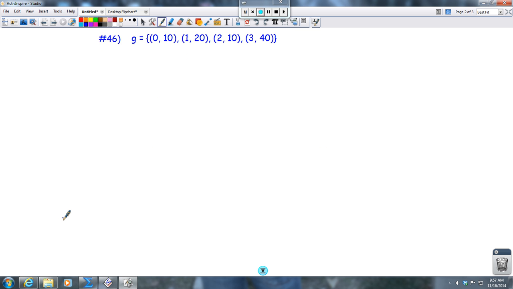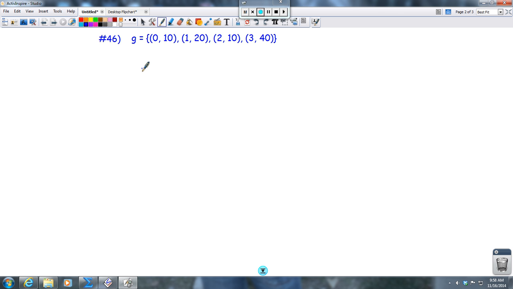Now we're going to go on to number 46. The directions say, determine whether each function is 1-to-1. If so, find its inverse. So function g is a set of points this time. First of all, if it has an inverse, it has to be 1-to-1, which means, are all the x coordinates different? 0, 1, 2, 3. Yes, they are all different. That means it's going to pass the vertical line test if I were going to graph this.